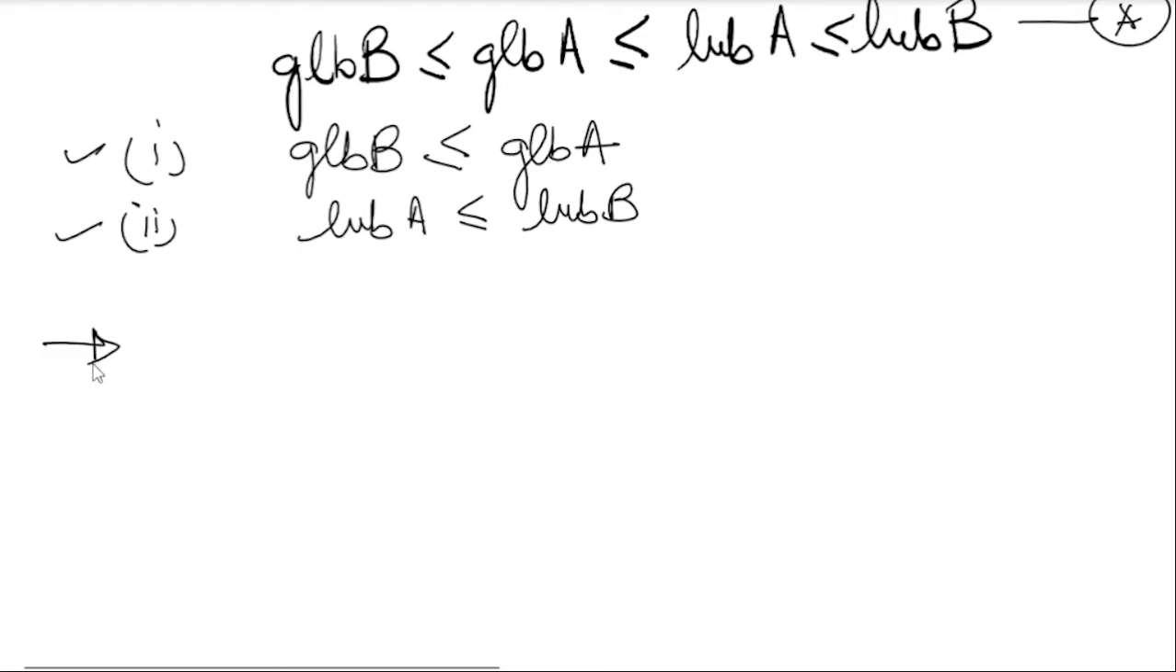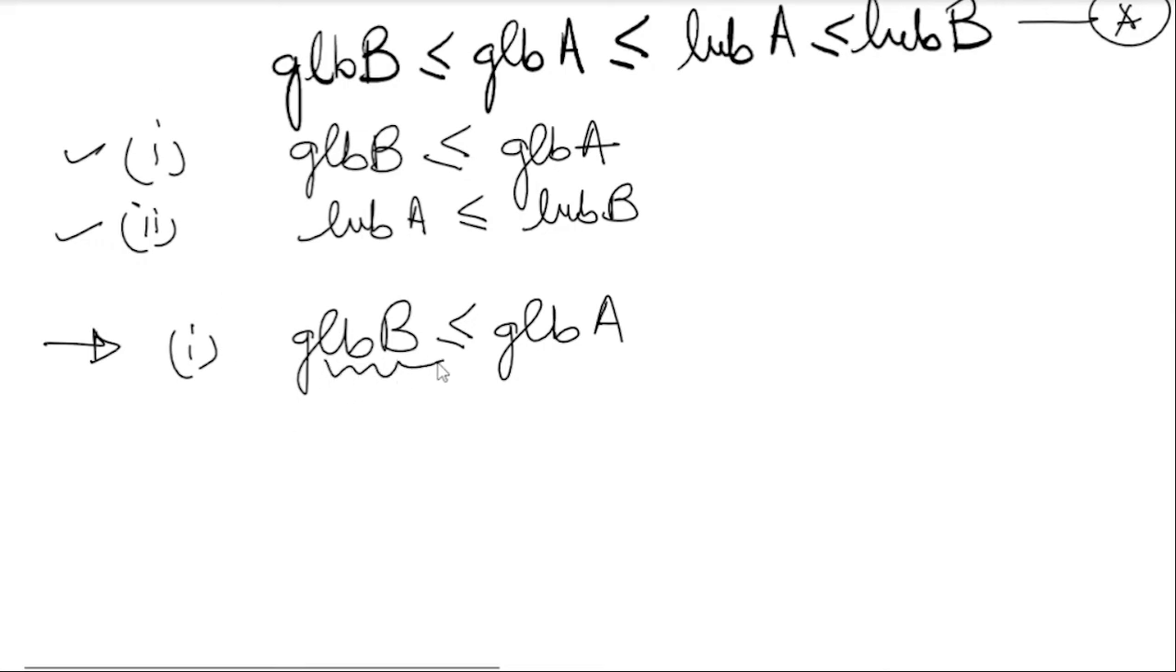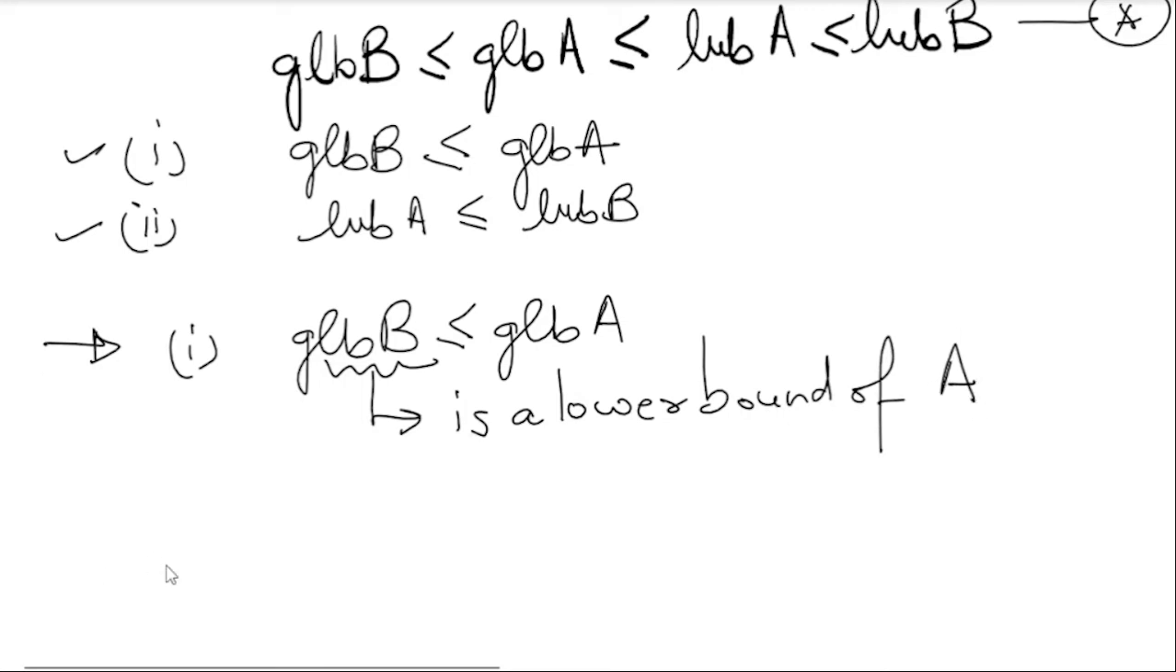Okay, now I'm interested to prove this one: the greatest lower bound of B is always less than or equal to the greatest lower bound of the set A. Now, if I want to prove this, if I'm able to show that this quantity is a lower bound of A, then the proof is straightforward.